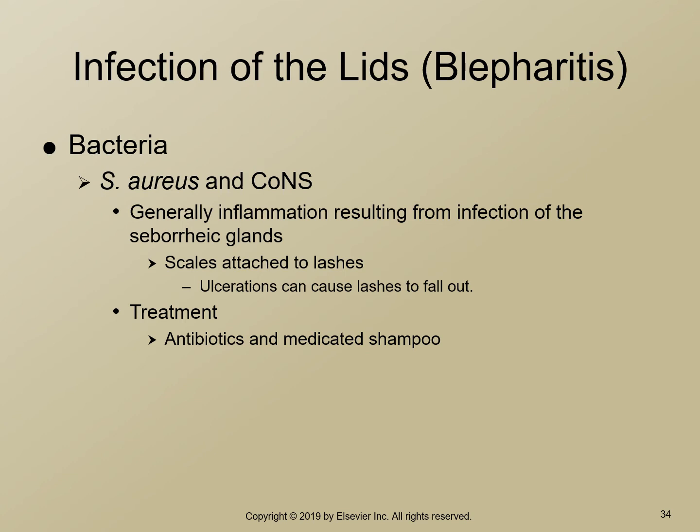Staph aureus and coagulase negative staph are the bacteria most frequently isolated from the eyelid margin. So blepharitis usually involves these organisms with low-grade inflammation associated with functional disease of the seborrheic glands. Symptoms of this include scales that attach to the lashes, and then the ulcerations can cause lashes to fall out. Treatment for blepharitis is using antibiotics and/or medicated shampoos.